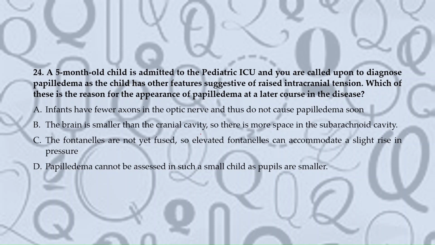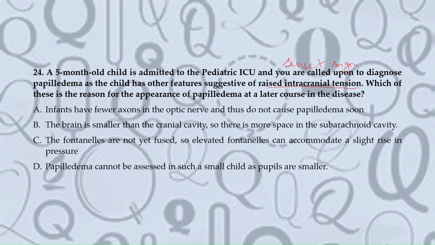A 5-month-old child is admitted to the pediatric ICU and you are called upon to diagnose papilledema, as the child has other features suggestive of raised intracranial tension. Whenever a child has raised intracranial tension, a common ocular finding you see is the sunset sign, in which the lids are retracted and the eyeball is looking down. Which of these is a reason for the appearance of papilledema in the later course of the disease? Whenever there is a rise in intracranial tension, it doesn't reflect on the optic nerve head as in adults. What are the reasons for this?